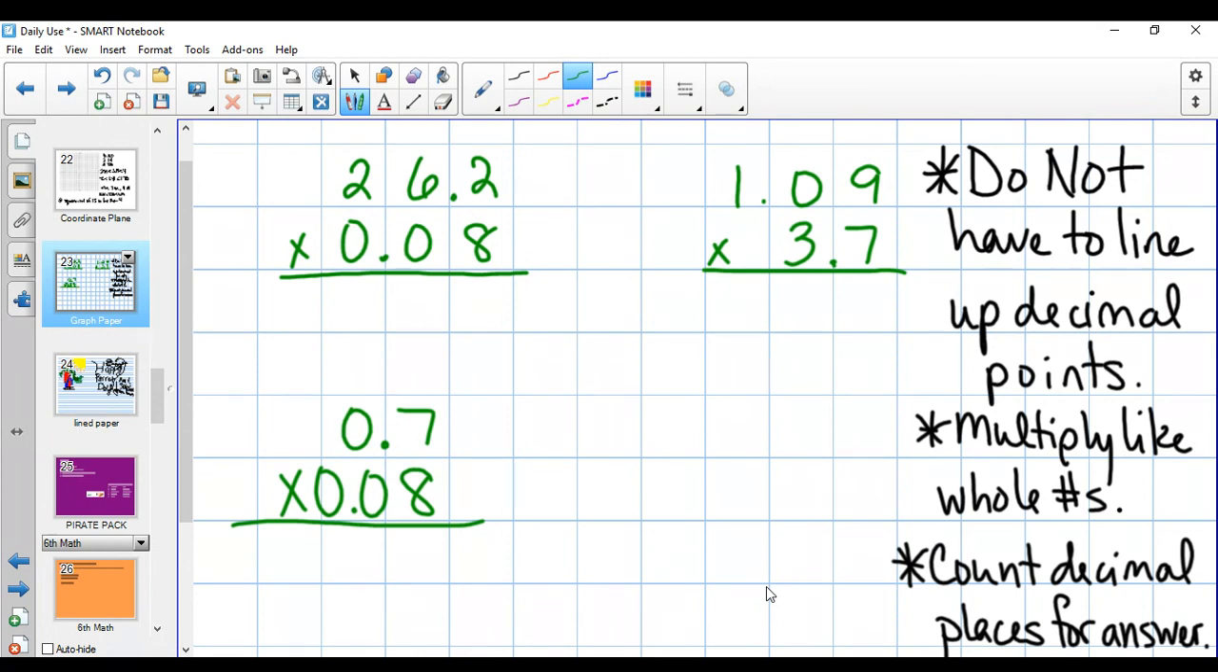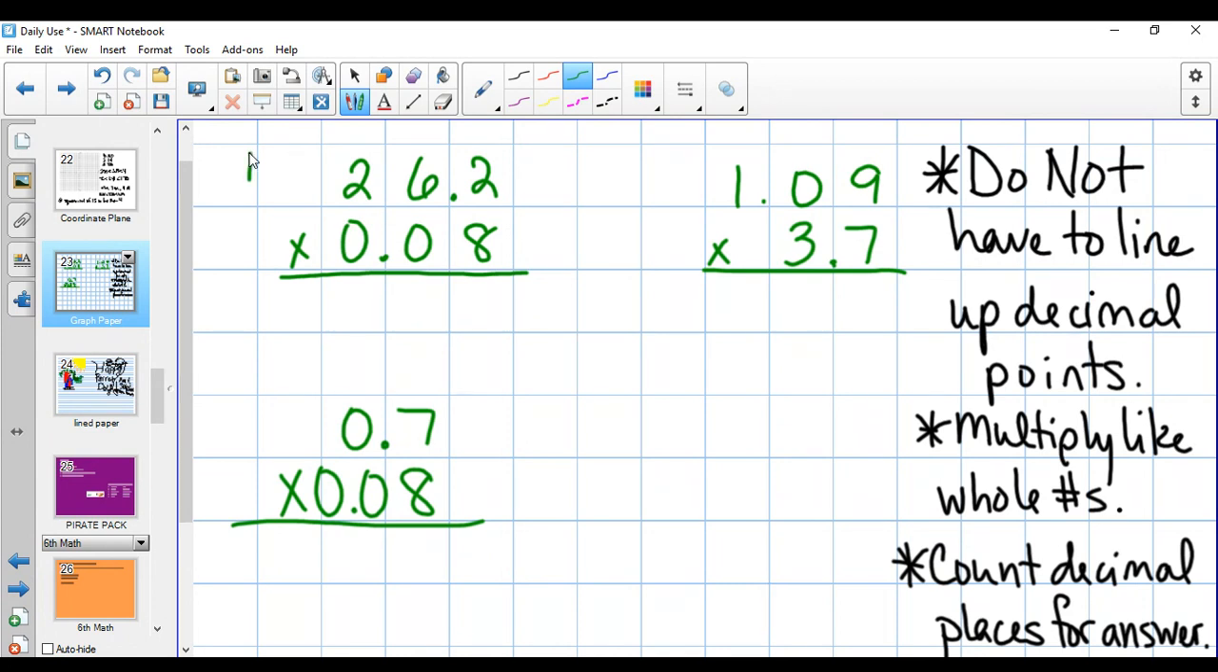When we're multiplying decimals, we do not have to line up the decimal points. We can just write them so that the right-hand side of the numbers line up, but the decimal points do not have to line up. You want to make sure that you put the shorter number with fewer place values on the bottom, just so you have fewer lines of multiplication to do. We're going to multiply just like we would multiply whole numbers for the first step.